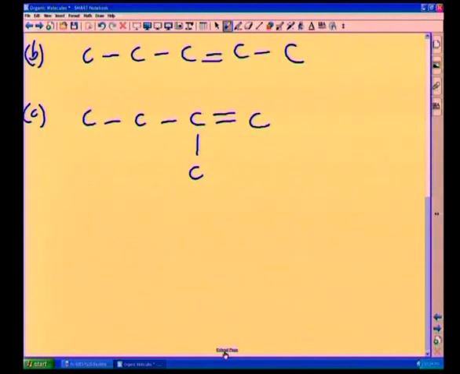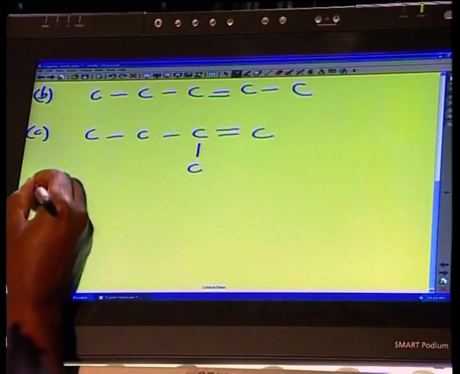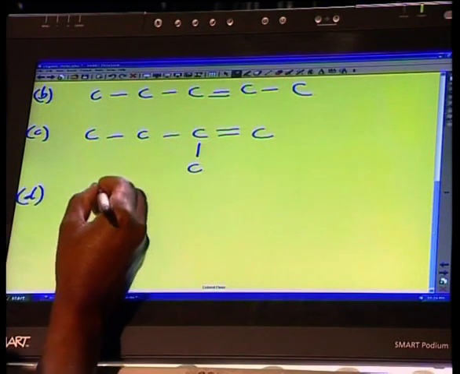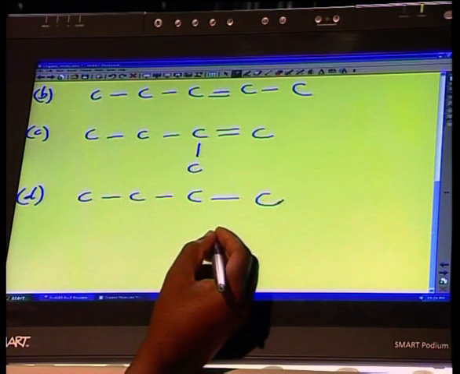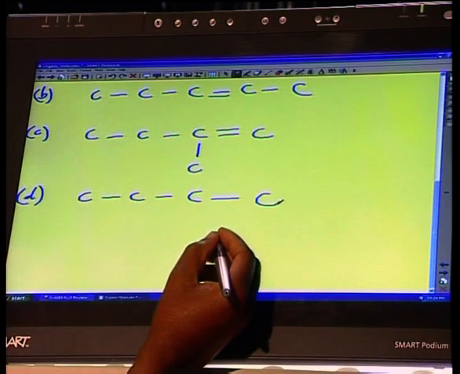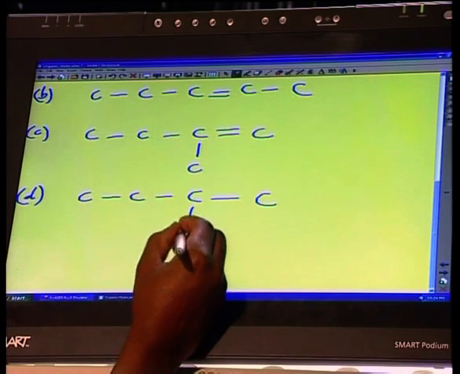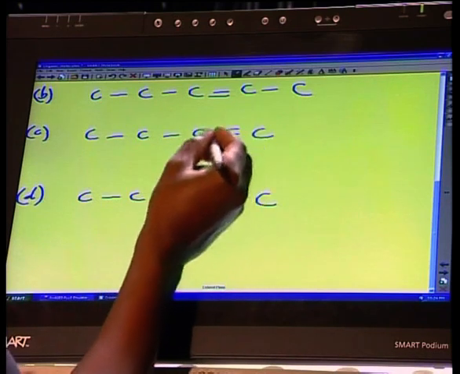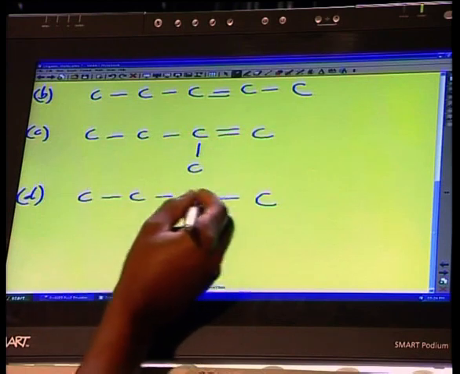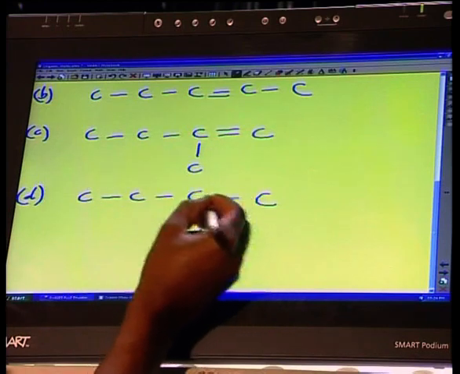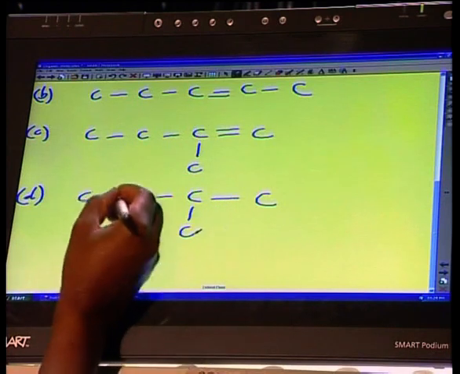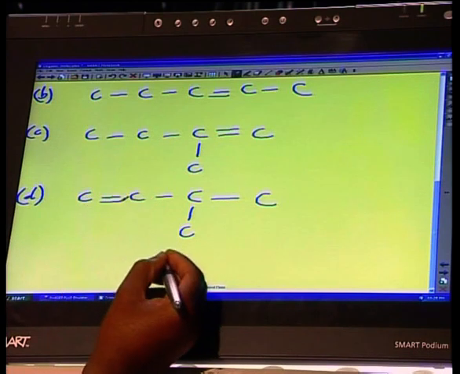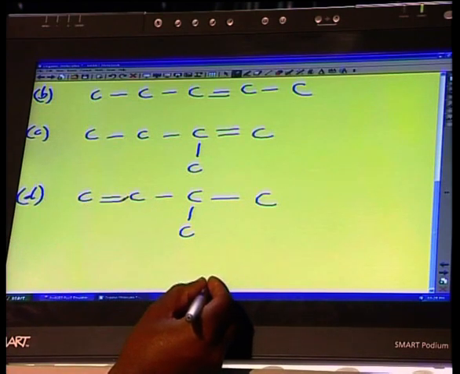And now, the fourth one, we could have C, C, C, and we can have another branch if you like. I mean, we can have the same branch, but then move this double bond, and instead of it being closer to the methyl group, we put it there. So we have another structure there.